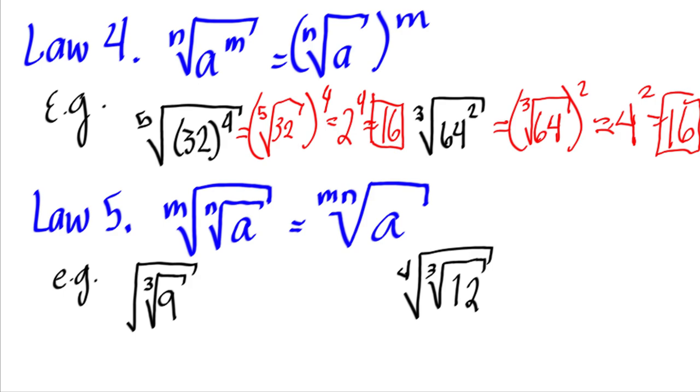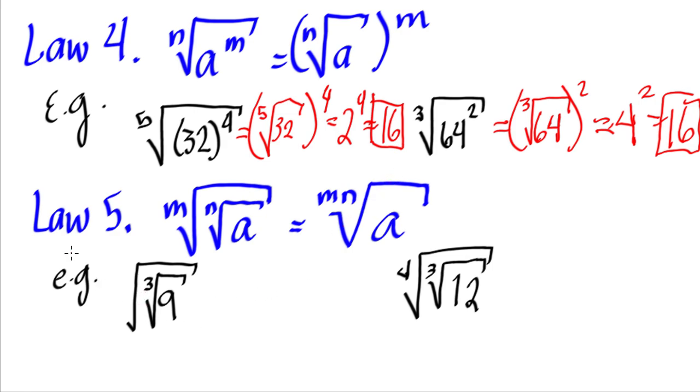For law number 5, this is it. The mth root of the nth root of a is equal to the m times nth root of a. So if we have an index and the radicand of this index is another radical, and again the radicand of this radical is another radical, what we can do, provided they're on the same base, is to multiply the indices and put them under one house, one roof, one radical sign, shall we say.